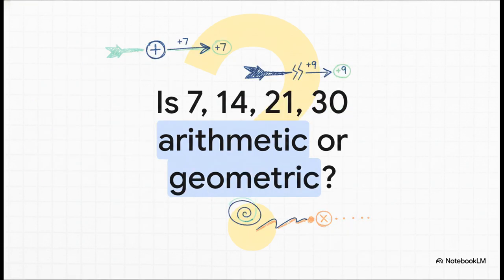Final question. Is the sequence 7, 14, 21, 30 arithmetic, geometric, or neither? Let's check it. 7 to 14 is plus 7. 14 to 21 is plus 7. Looking a lot like arithmetic so far. But wait. 21 to 30 is plus 9. The pattern breaks. Did you catch that trick? Because the pattern isn't consistent all the way to the end, the answer is neither. Always check every single term, guys.